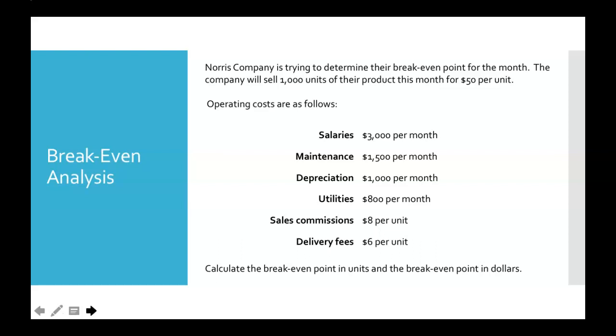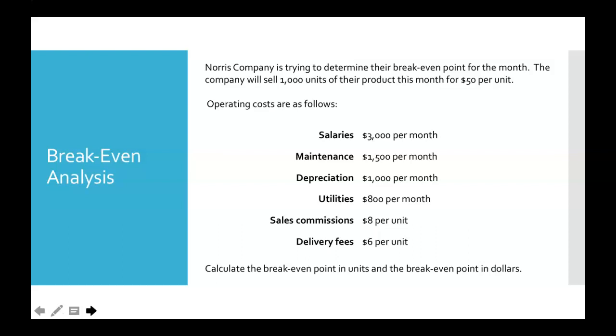Operating costs are as follows. So they have salaries, maintenance, depreciation, and utility costs that are all per month costs. And then sales commissions and delivery fees are both per unit costs. And it's important that we make the distinction between those two different types of costs. The per month costs will be fixed costs. Per unit, those are your variable costs.